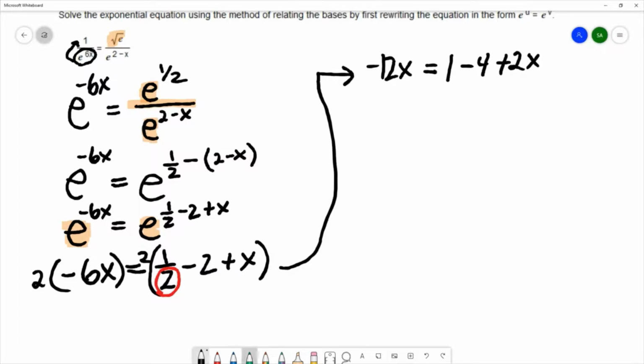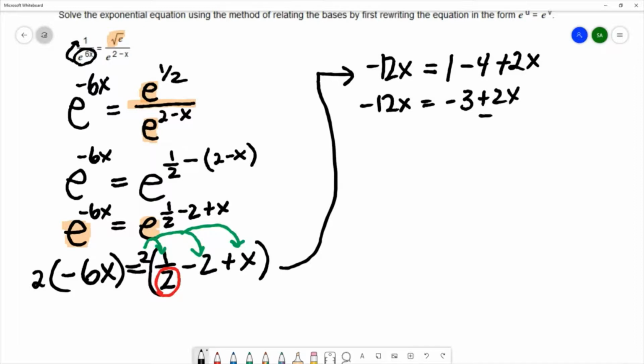So what I did is I used the distributive property and the 2's canceled. I used the distributive property again. 2 times negative 2 is negative 4, and then 2 times x is 2x. I have negative 12x equals negative 3 plus 2x. I combined 1 and negative 4.